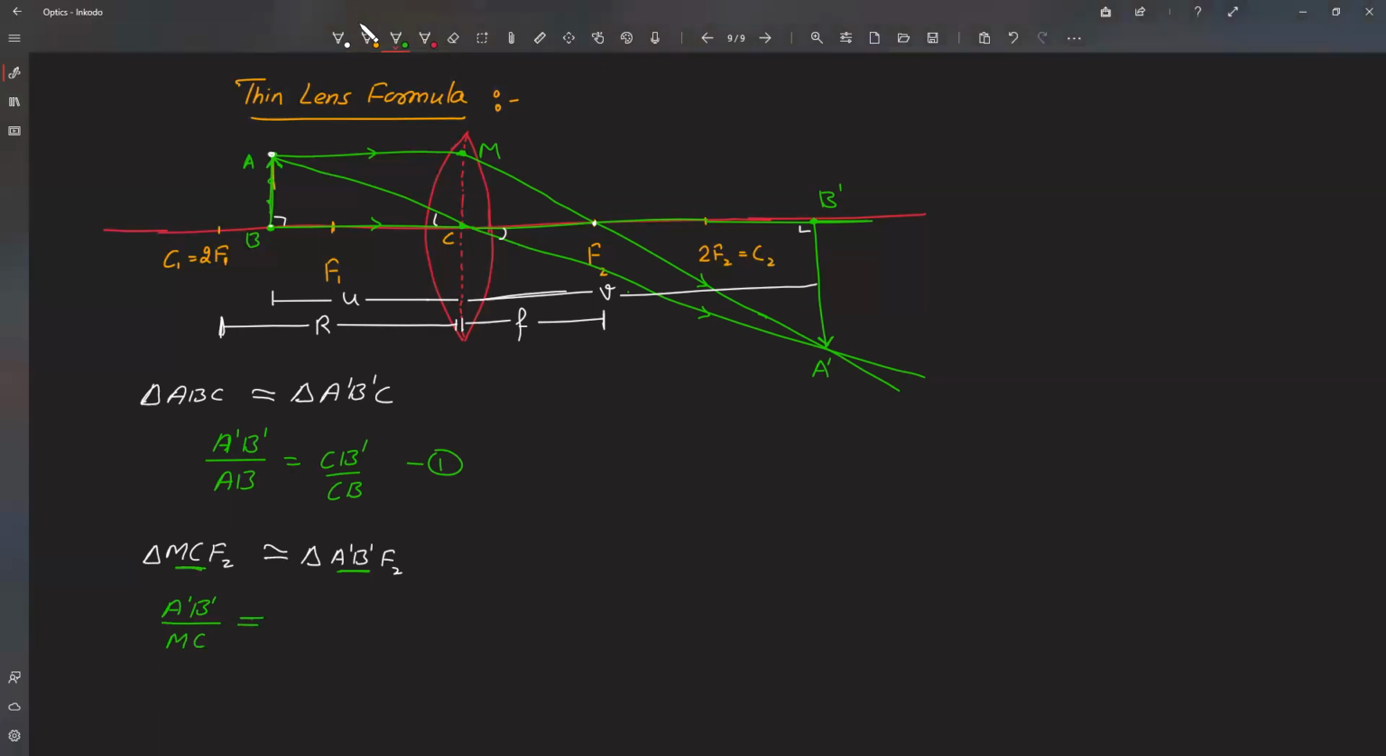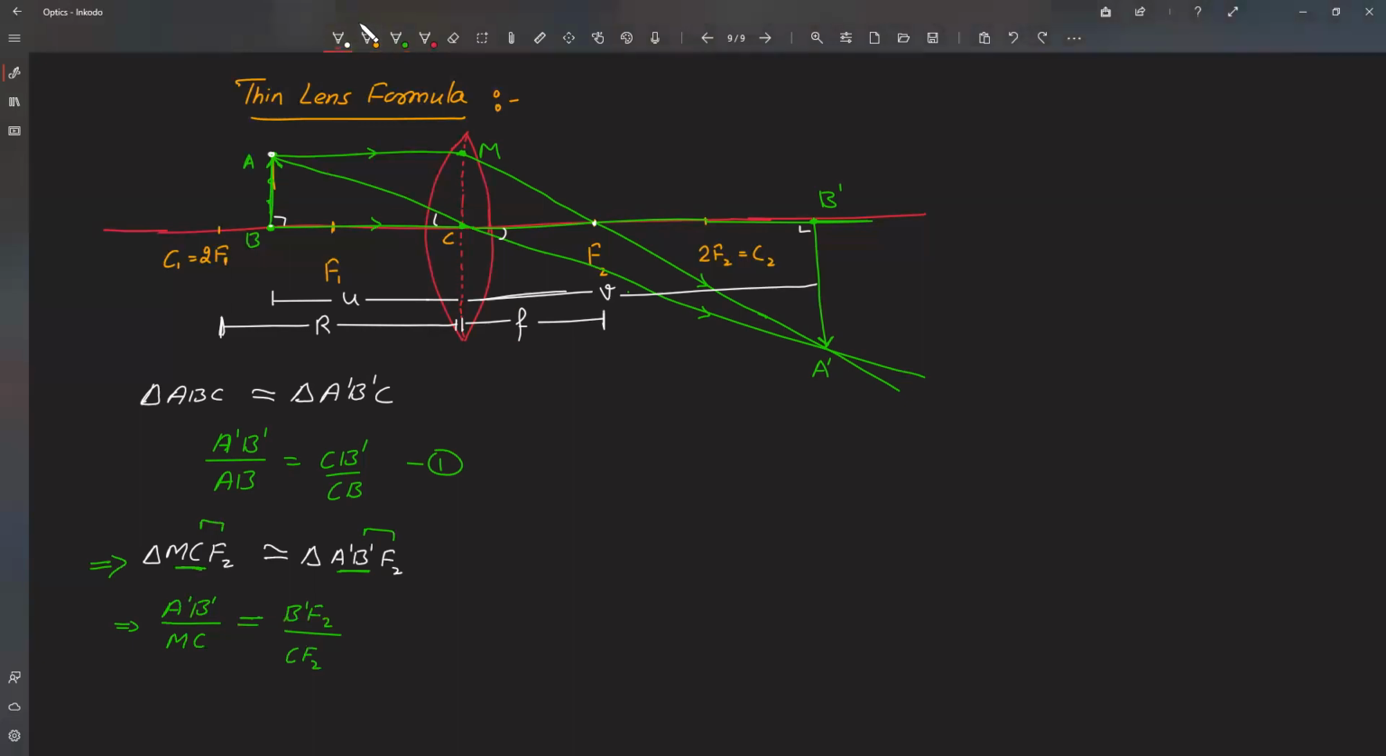So that ratio should be equal to, in the second, try to bring focus into the picture. So this is B dash F2, so B dash F2 you have taken in this triangle. So here you'll have to take CF2. If you write triangles in order here, you will not have to see the diagram again while forming this statement. Both the triangles are written in the same order, so I don't need to go back to the diagram and see which are the corresponding sides of each triangle.